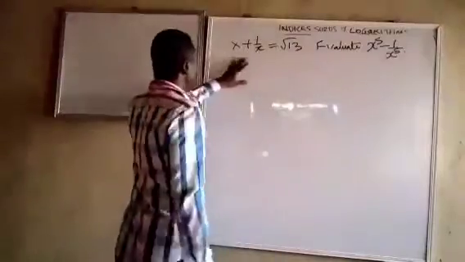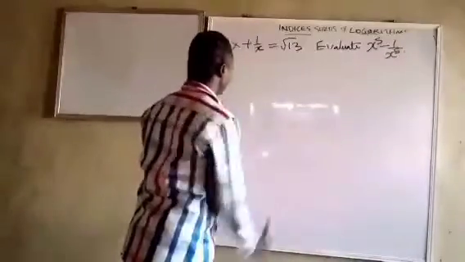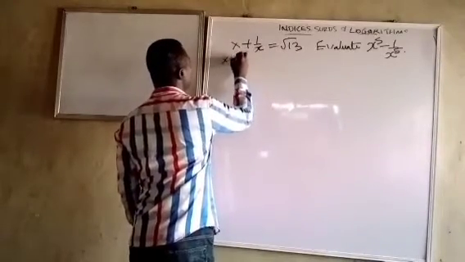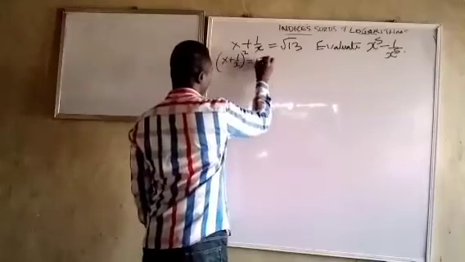Yes, we have a question. x plus 1 over x equals root 13. Evaluate x raised to the power 5 minus 1 over x raised to the power 5. That's fine. So from here you can say (x plus 1 over x) squared is equal to 13.